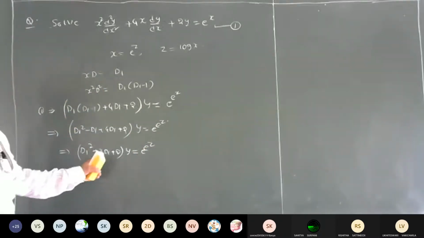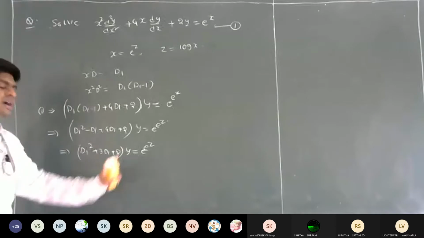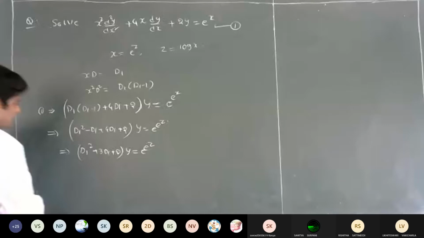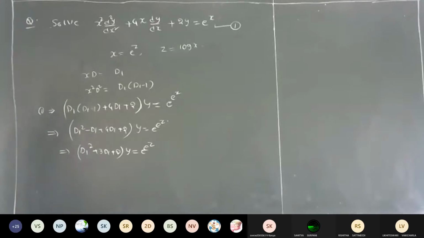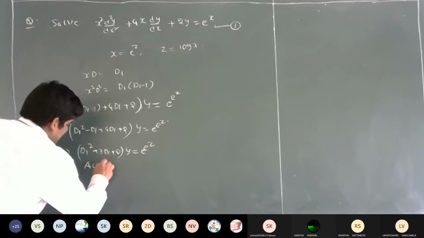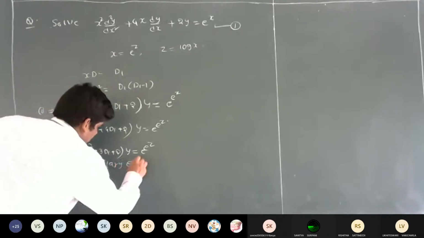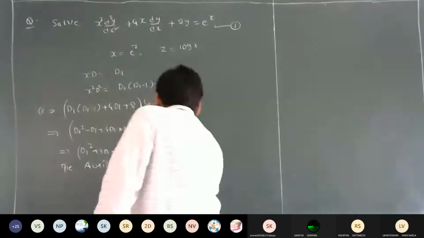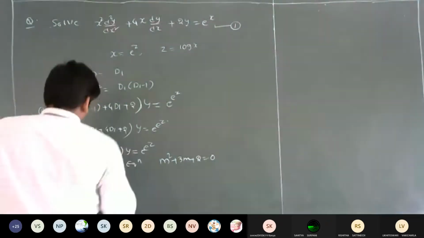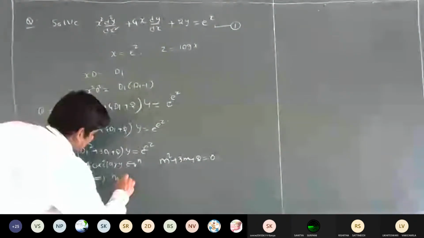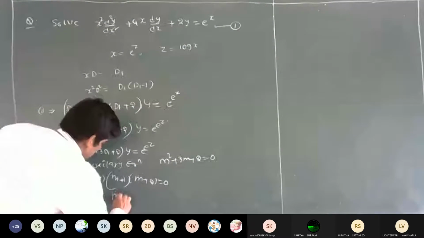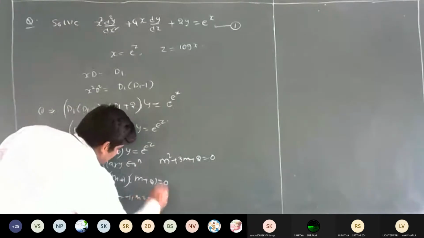So clearly, it is a linear differential equation with constant coefficients. So we take the auxiliary equation for finding the complementary function. What is the auxiliary equation? That is m square plus 3m plus 2 is equal to 0. Which implies, what are the values of m? This is m plus 1 into m plus 2 is equal to 0, so m is equal to minus 1, m is equal to minus 2.